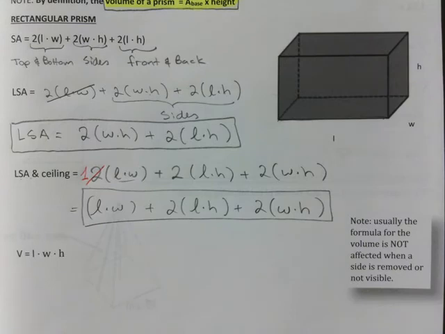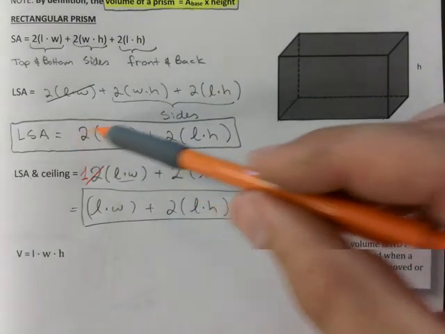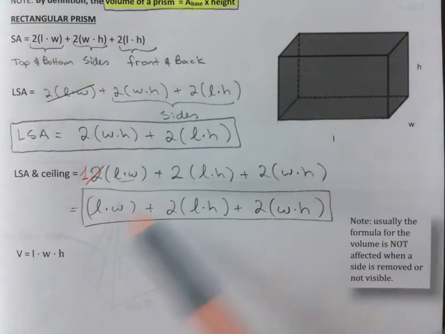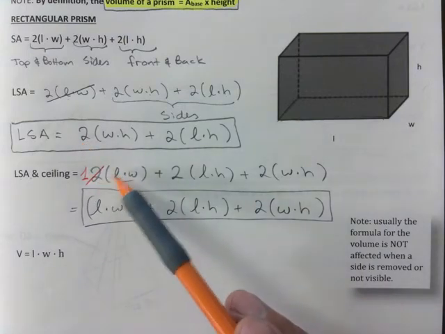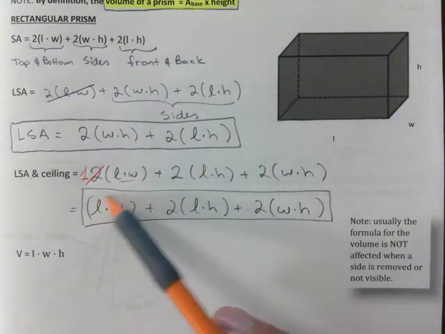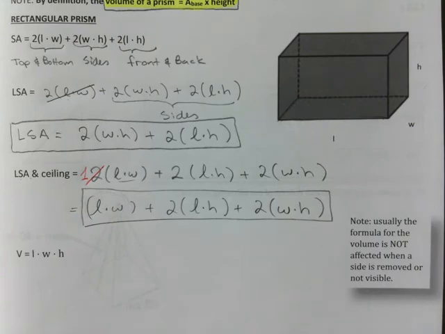So no ceiling, no floor, it's just the lateral surface area. If they want the ceiling as well, then you need to have at least one L times W, not two LW, just one LW. We don't bother putting the 1 in front. Okay?